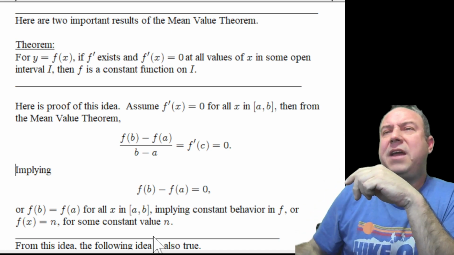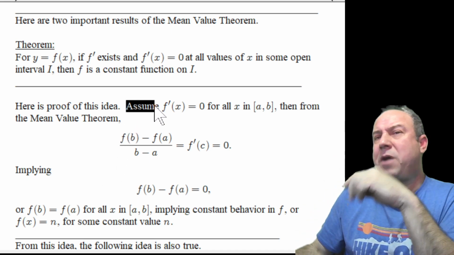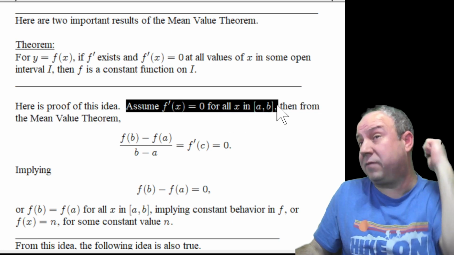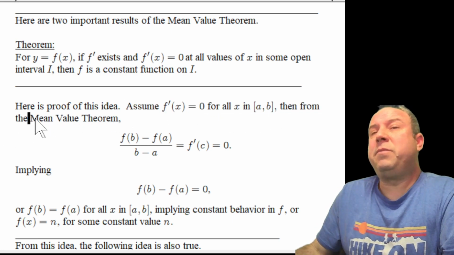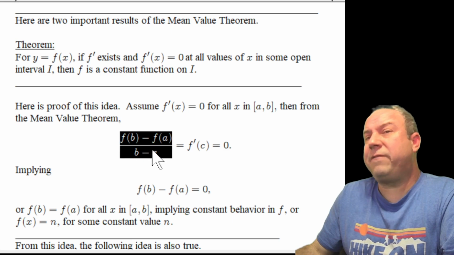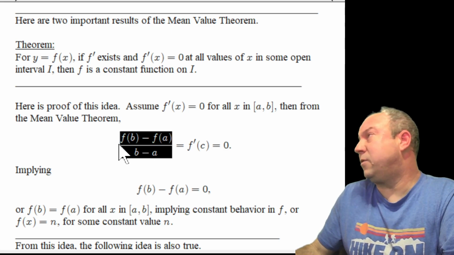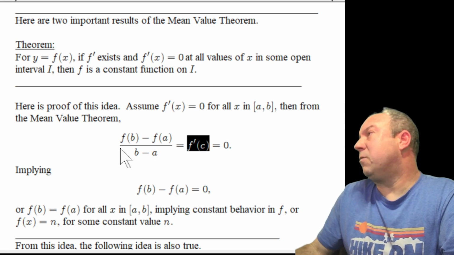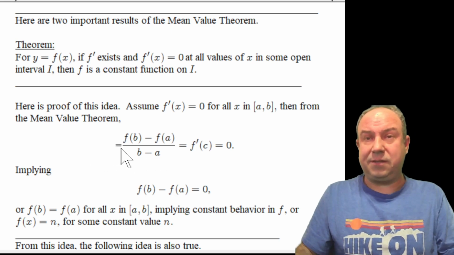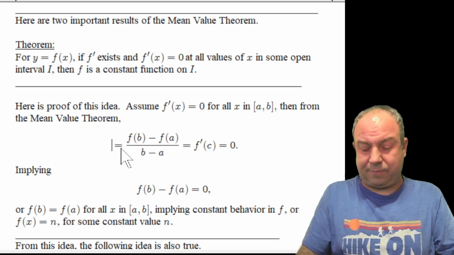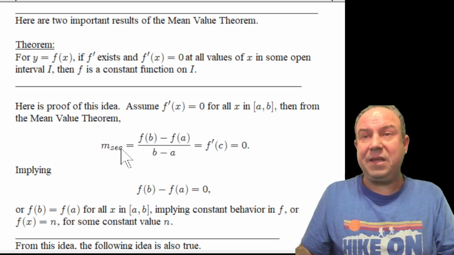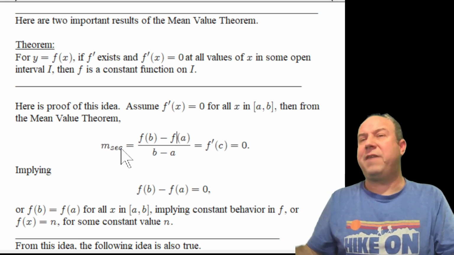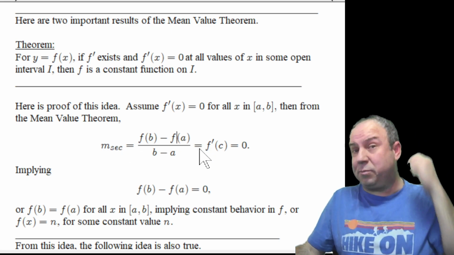Now, we do prove that here, right? As we say, assume f prime of x equals 0 for all x in some interval from a to b. Then from the mean value theorem, what must be true is f of b minus f of a, the slope of the secant line, must be equal to f prime of c, which equals 0.